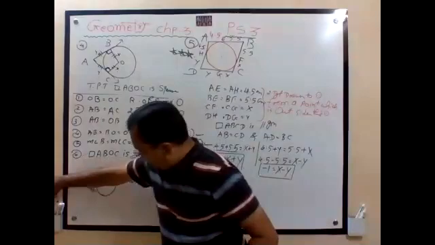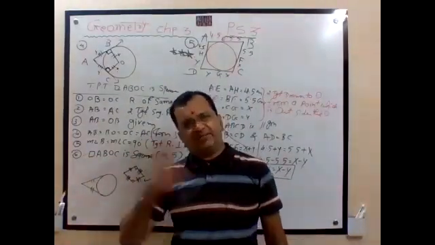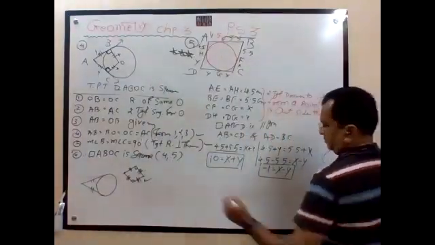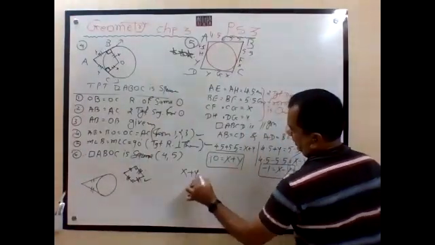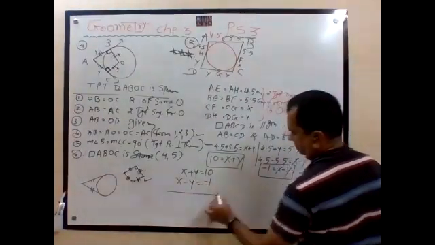Now you know X plus Y. Now you know X minus Y. So by simultaneous equations, you have to solve. X plus Y is equal to 10. X minus Y is equal to minus 1.